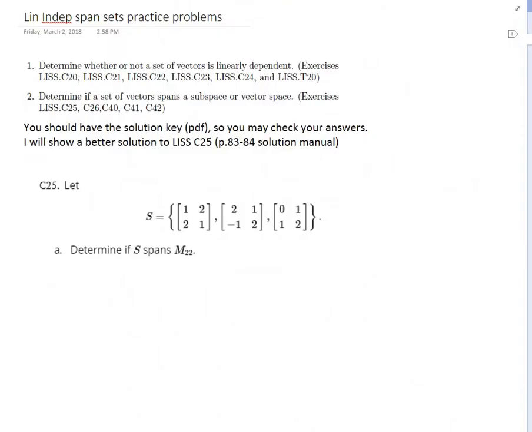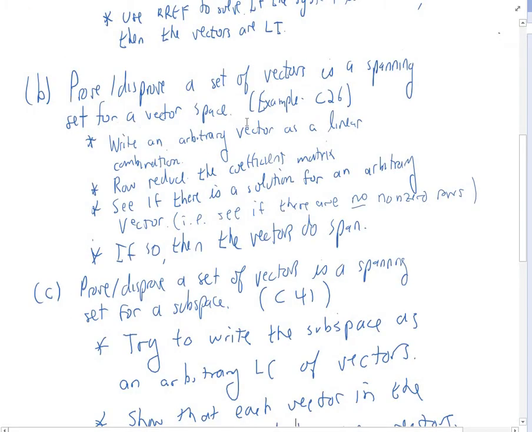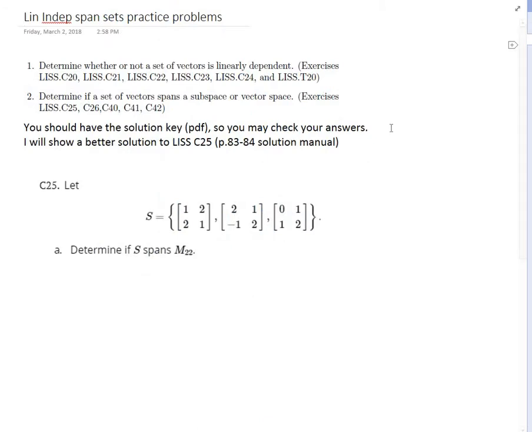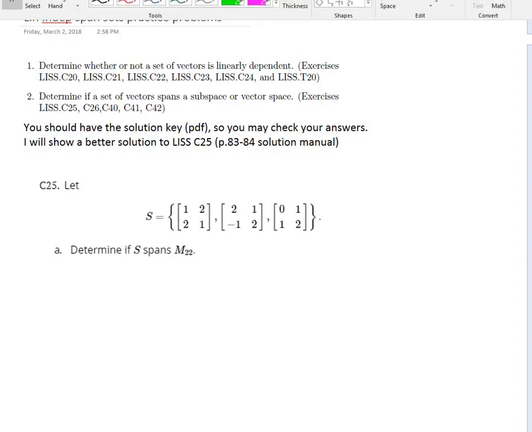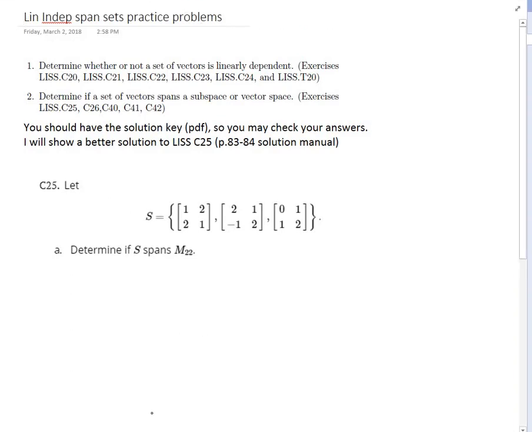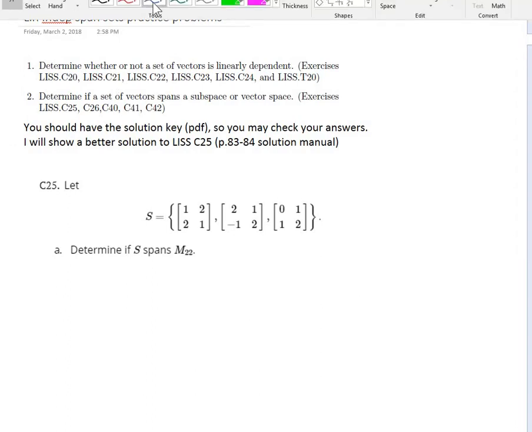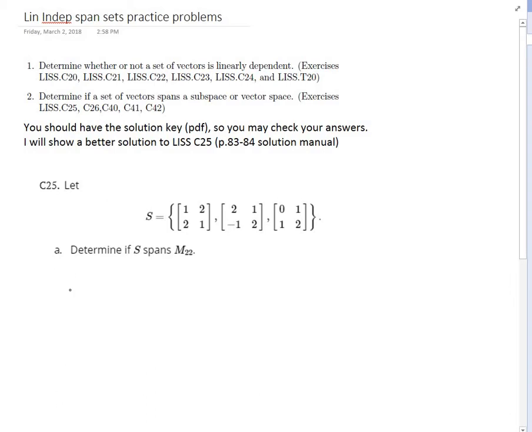All right. So first of all, let's go back there and see what it said again. It says write an arbitrary vector as a linear combination. So an arbitrary vector would be an arbitrary matrix in M22. Right, so let's see how we're going to do this. Let's see. Give me a second. Okay, I think that works. So an arbitrary vector would be x, y, z, w. That's an arbitrary vector in M22.